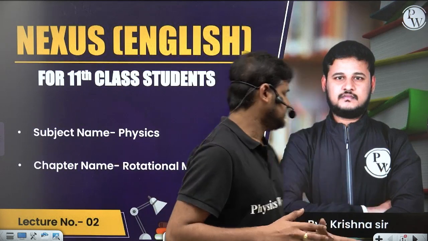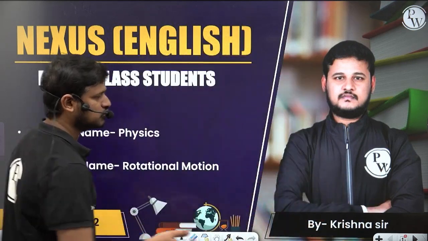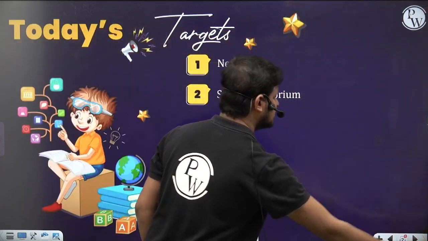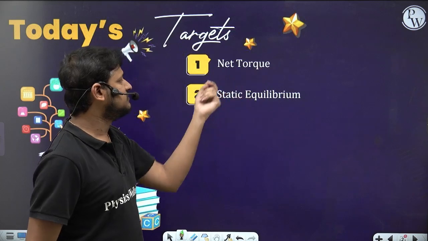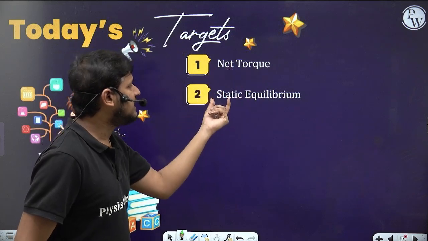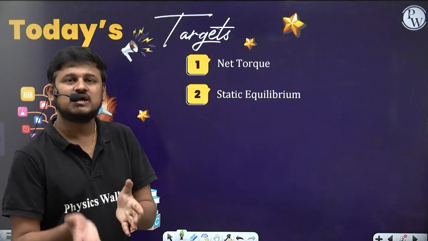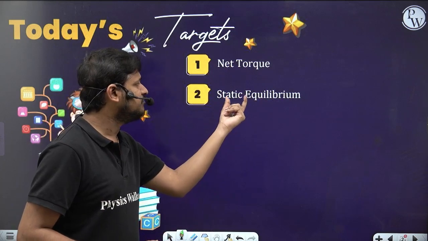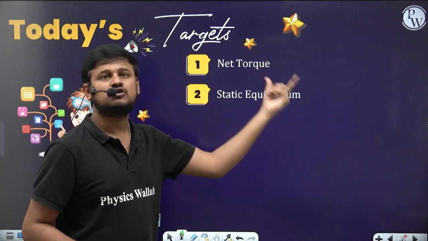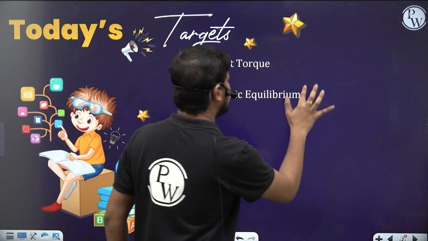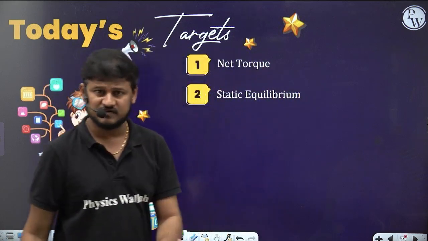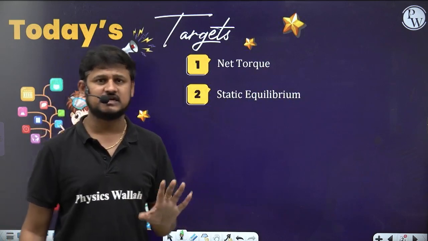In today's session, lecture number 2, we are going to extend the topic of torque. How do you find the net torque? Then how do we relate it to static equilibrium? What is static equilibrium and what is its relation with torque? The questions related to static equilibrium are very important for any competitive examination.